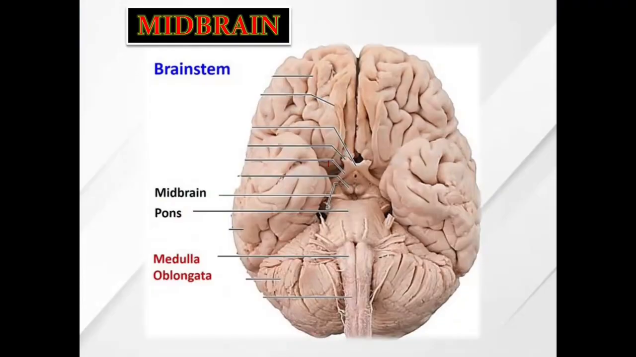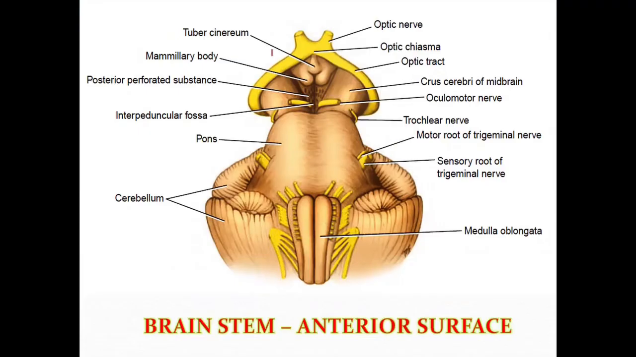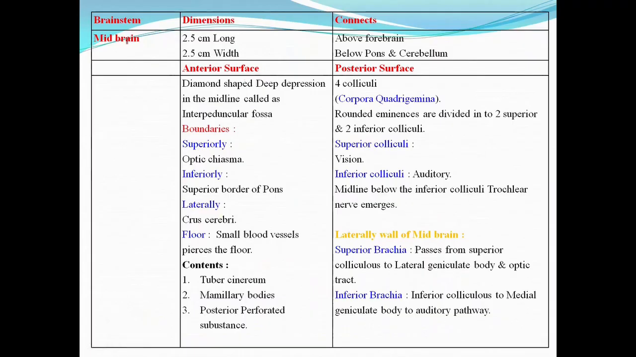Now we'll look into the anterior aspect of the midbrain. So this is our anterior aspect of the midbrain level. Mainly it is square in shape, 2.5 centimeters long and 2 centimeters wide, and above it is connected to the forebrain. And the midbrain below is in continuation with the pons, on either side with the cerebral.